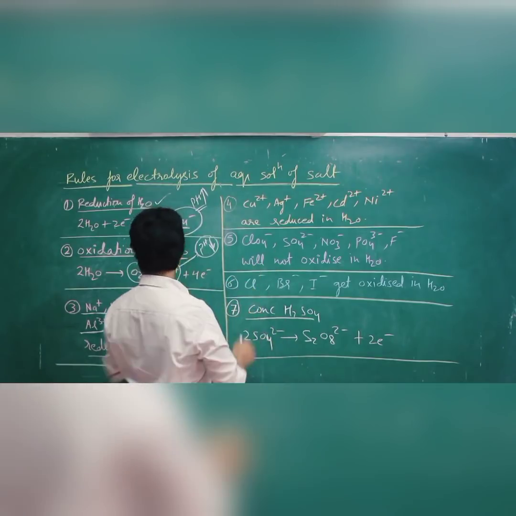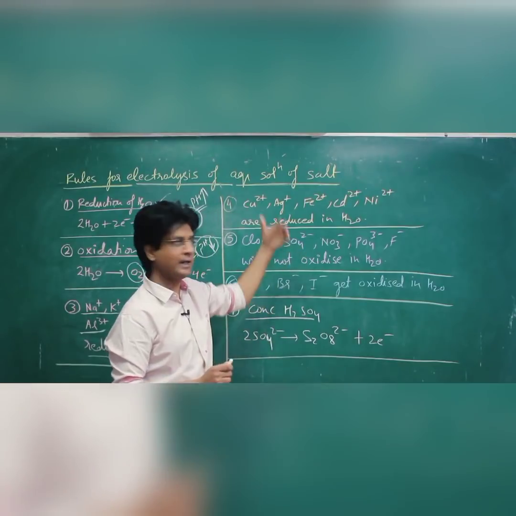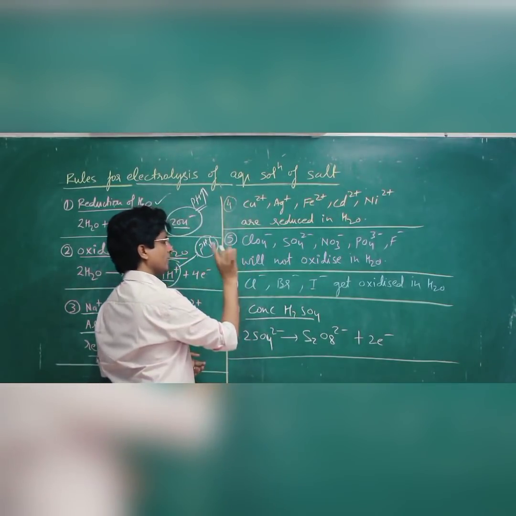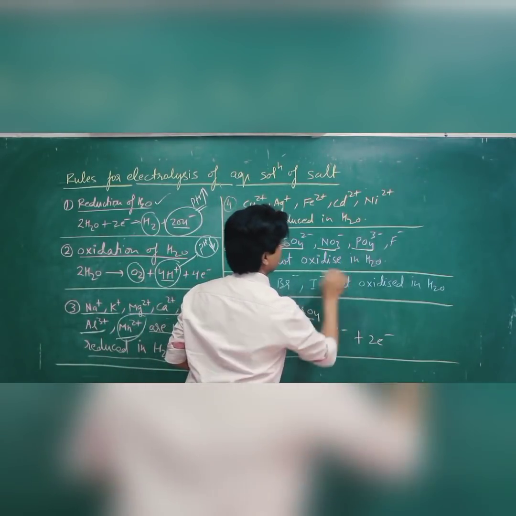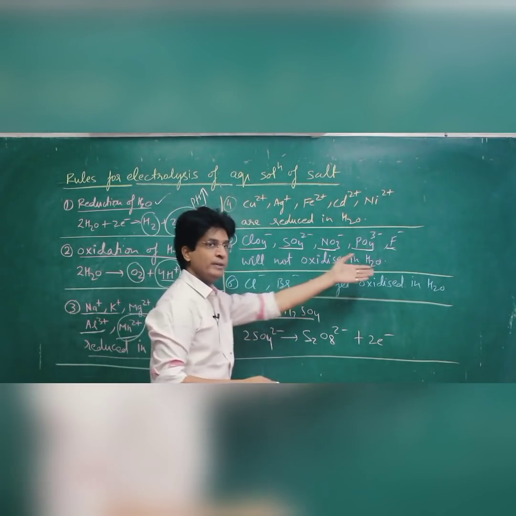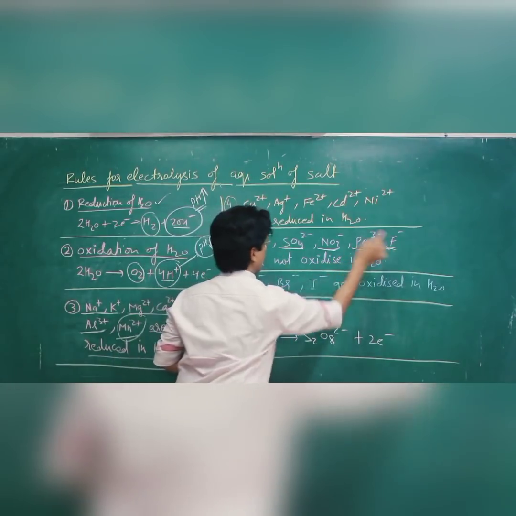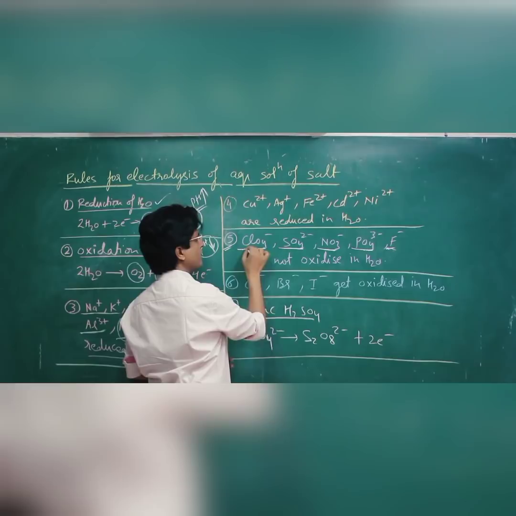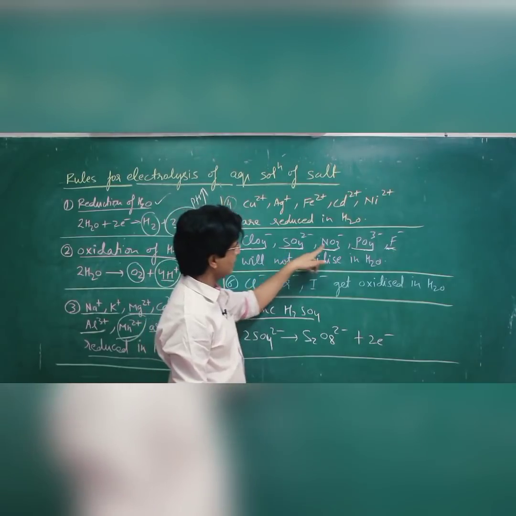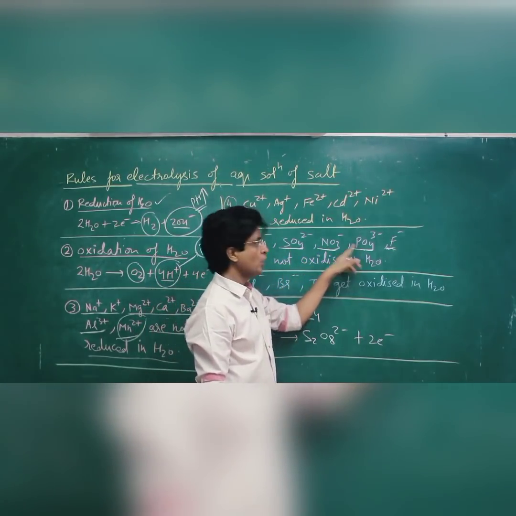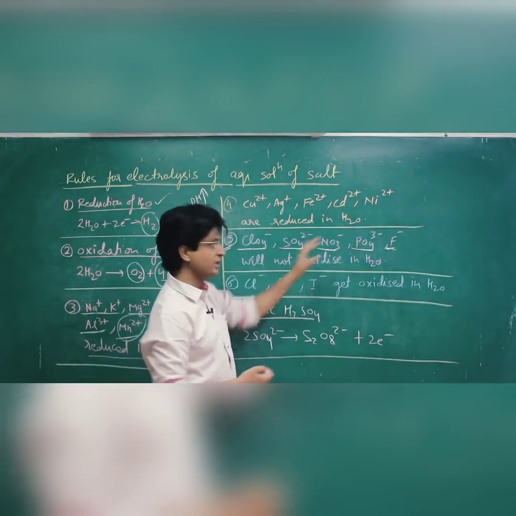Now, as I said earlier, except these, all the rest of the metal cations can be reduced in water. Now this fifth point is important. Chlorate, sulfate, nitrate, phosphate and fluoride ions will not be oxidized in water. The reason being, in all these anions, except fluoride, the central atom is already in the highest possible oxidation state. Cl is plus 7, sulfur is plus 6 here, nitrogen plus 5, phosphorus plus 5. So they don't have any electrons to give, so you cannot oxidize them. They're already in their highest possible oxidation state.